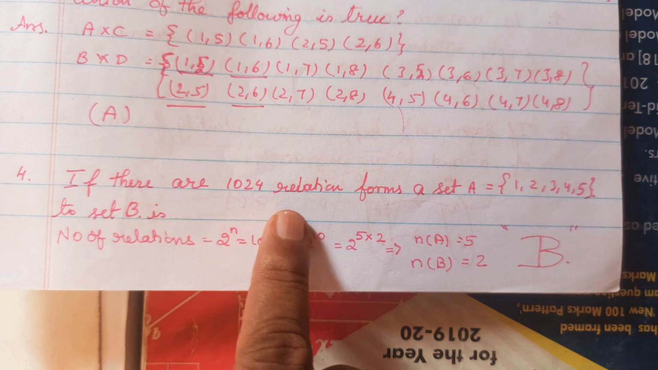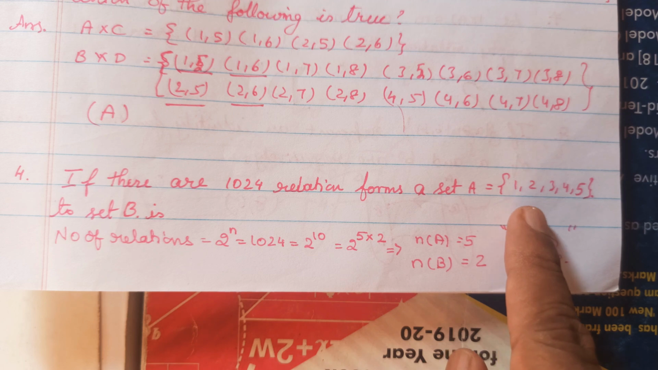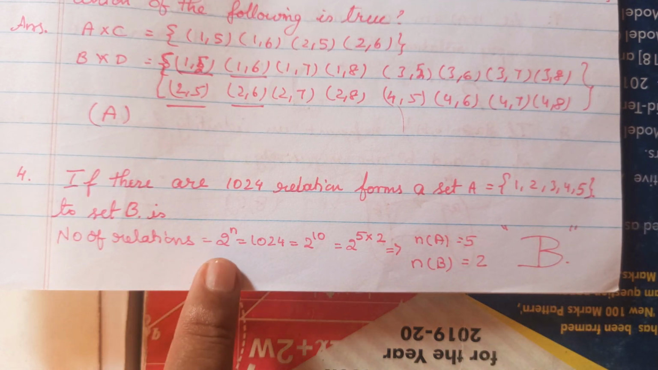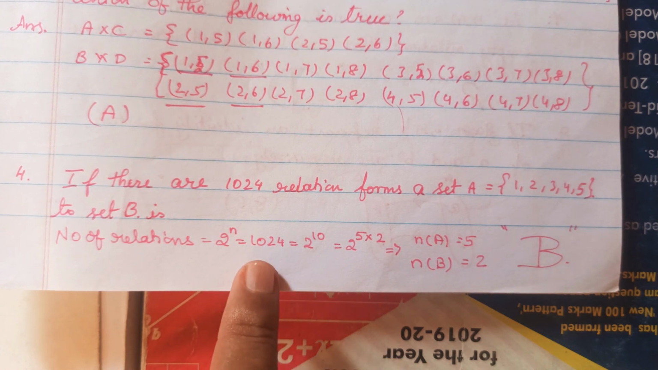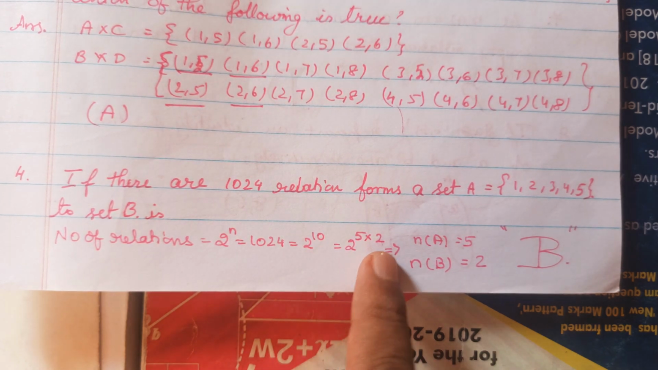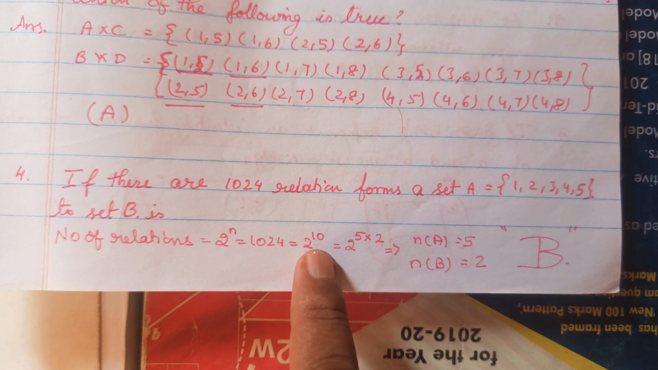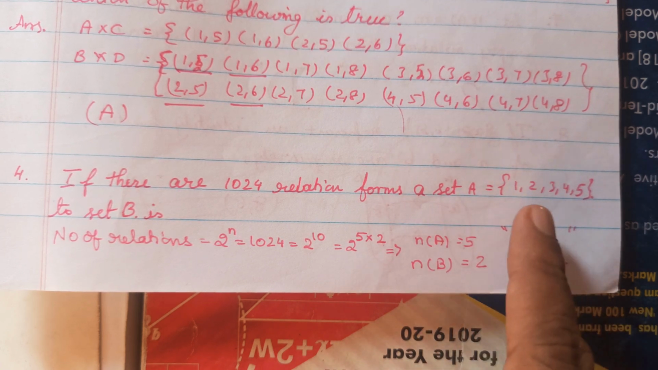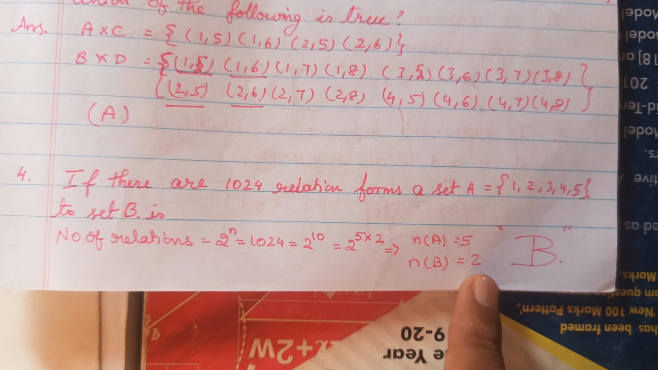If there are 1024 relations from a set A to a set B, with A having 5 elements, find the number of elements in B. The number of relations 2 power n is equal to 1024. So 1024 can be written as 2 power 10. 10 can be factorized as 5 into 2, because set A has 5 elements. Anyone can say 10 can be 1 into 10 also, but because we know that the number of elements of A is 5, we write 5 into 2, and therefore B should contain 2 elements.